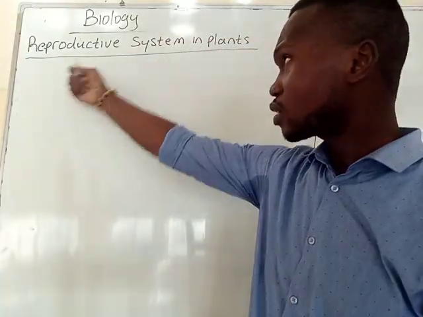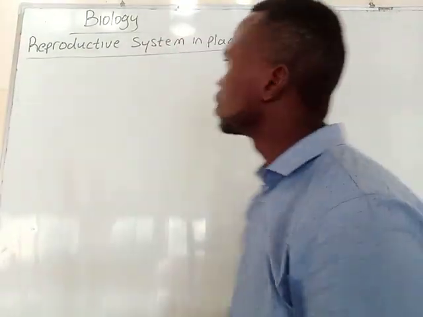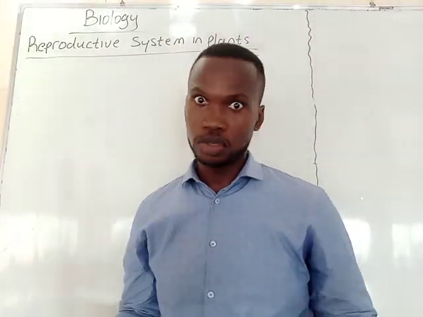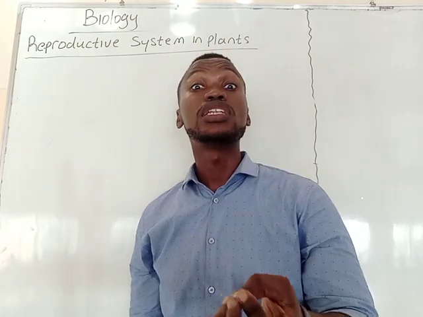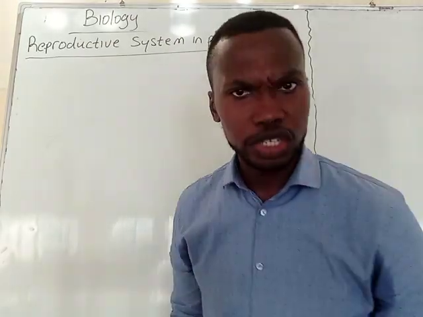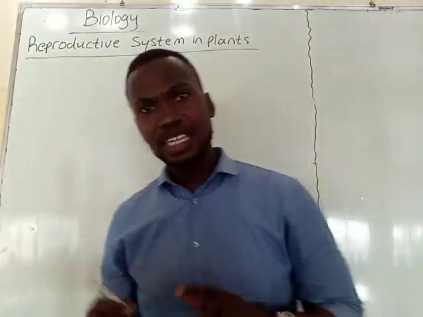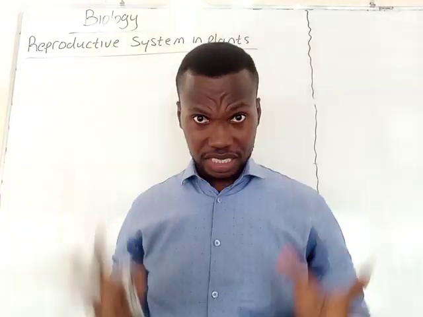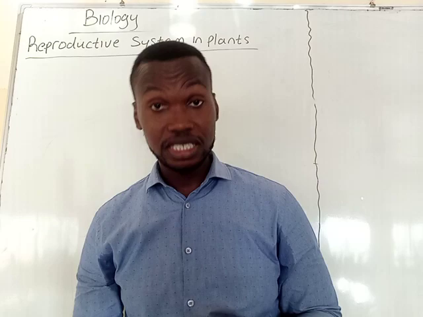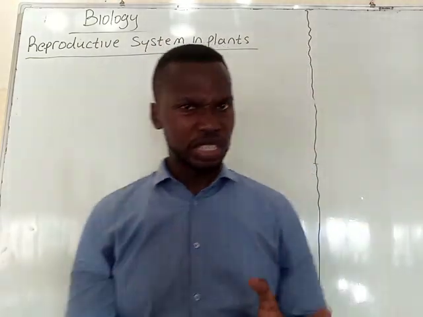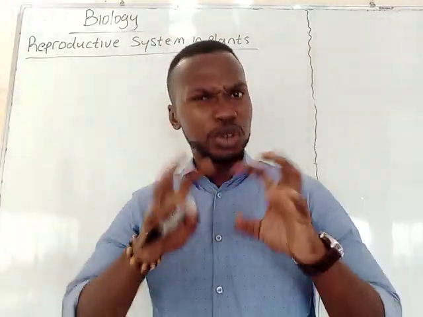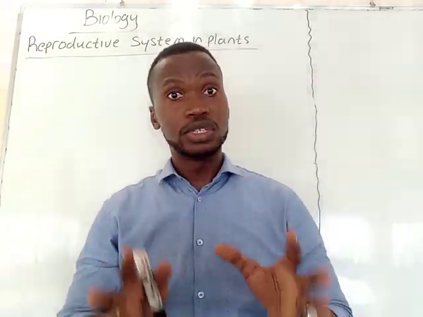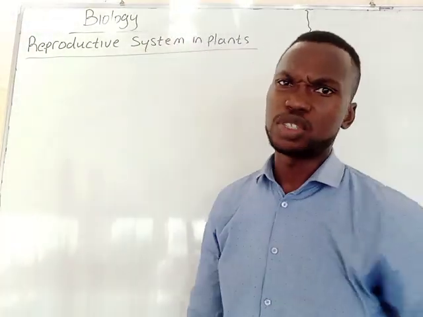Now, the topic before us is reproductive systems in plants. Plants, we all know, are living things, so they can equally perform reproduction. We're going to be looking at the parts of the reproductive systems in plants, pollination, and the process of fertilization. So these are the three things we're going to be focusing on today. Let's get straight to business.